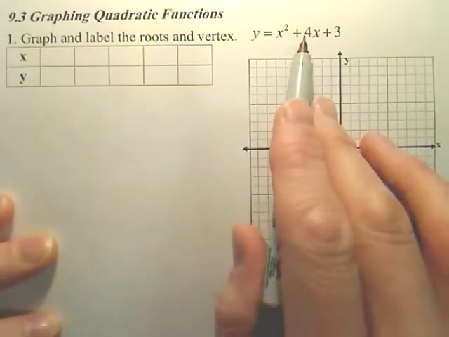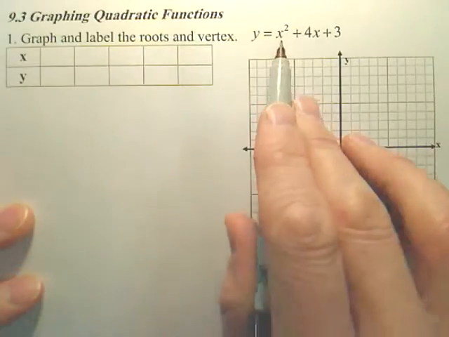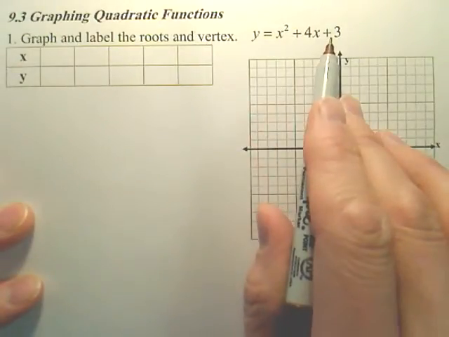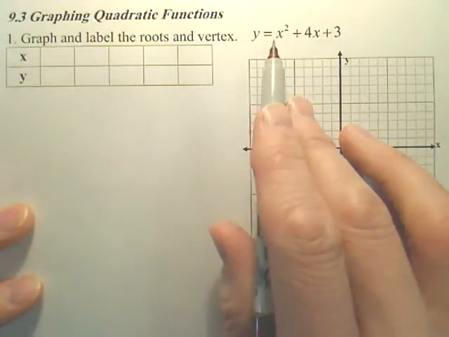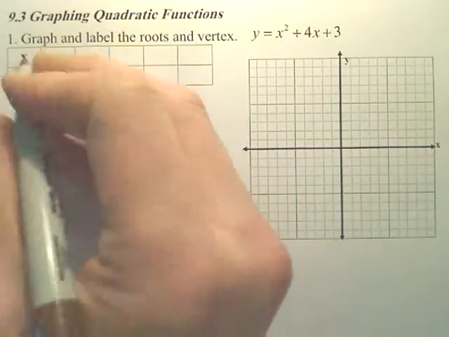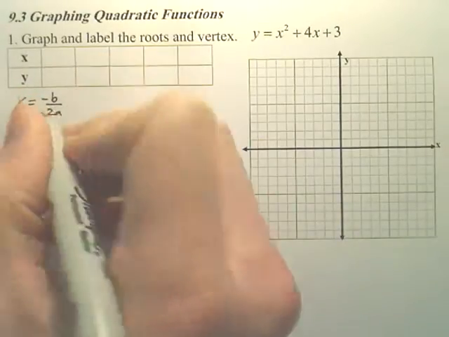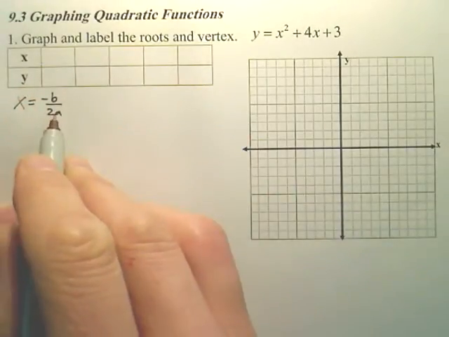Let's graph this equation and then label the roots and the vertex. To graph this equation, we first need to find the axis of symmetry. Basically, we need to find the center of the line. To find it, you use x equals negative b over 2a. That will help us find the axis of symmetry.